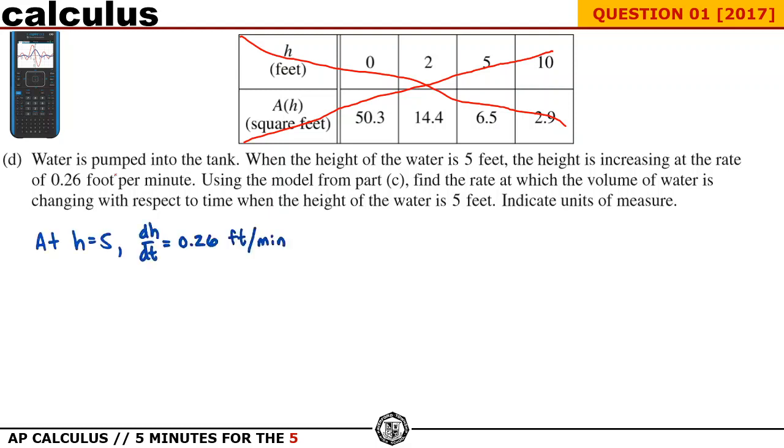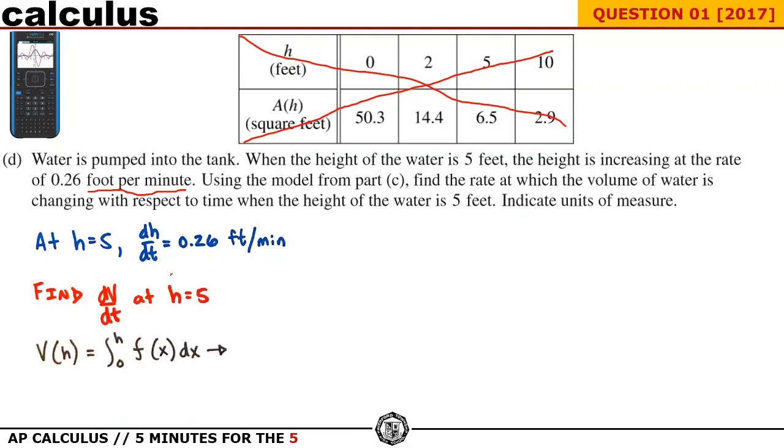So the first thing is we know that at height 5, dH dt is 0.26 feet per minute. All right, again, pay attention to the units. They always tell you what your derivative is that you're going to be using. And then they want you to find dV dt at h equals 5. So to do that, we're going to need to take the derivative of this whole function with respect to time. That means we're going to be taking the derivative of this integral with respect to time, which means we're going to be doing some second fundamental theorem of calculus, where t is the variable that we're taking the derivative with respect to.